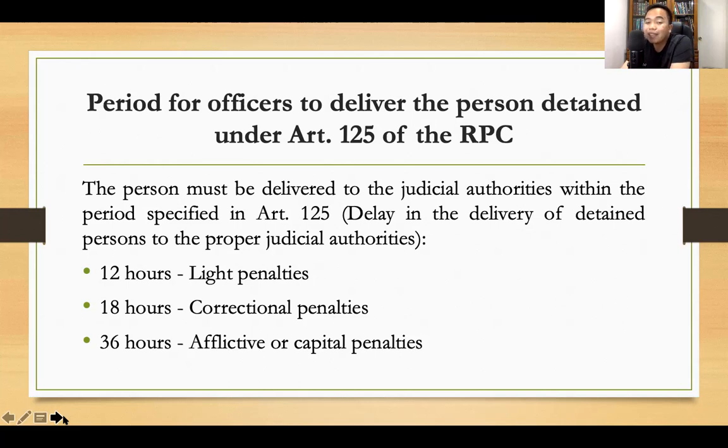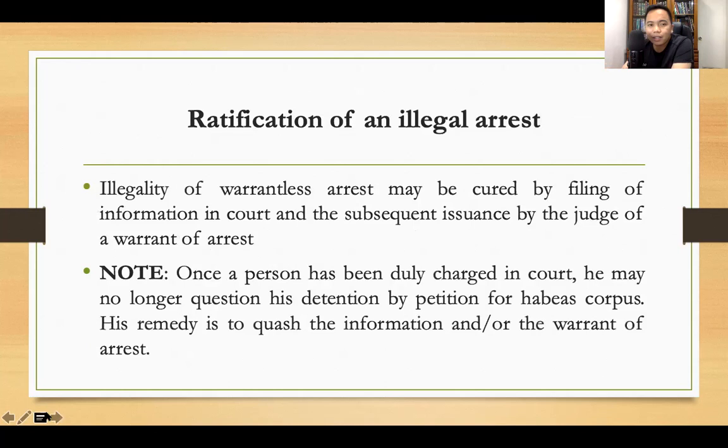No, what is the period of time? Depende sa penalty. If it is light penalty, then 12 hours from the time of arrest. Pag hindi ka nakademanda, hindi ka nakapagsampa ng kaso sa piskalya, within 12 hours, kailangan i-release mo na siya. Otherwise, you can be held liable again for arbitrary detention. Ha? Okay. Or Article 125, delay in the delivery of detained person to the proper judicial authorities. And then pag correctional penalty, you have 18 hours. And then afflictive or capital penalty, for example, reclusion perpetua, or death, 36 hours from the time of arrest. So 12, 18, 36. Light penalty, correctional, afflictive, or capital penalty.